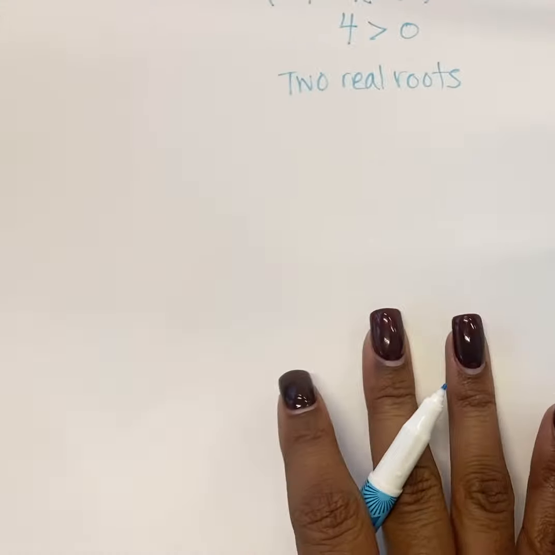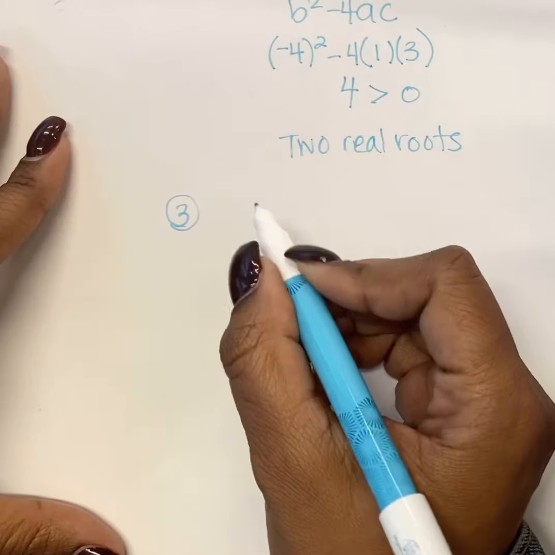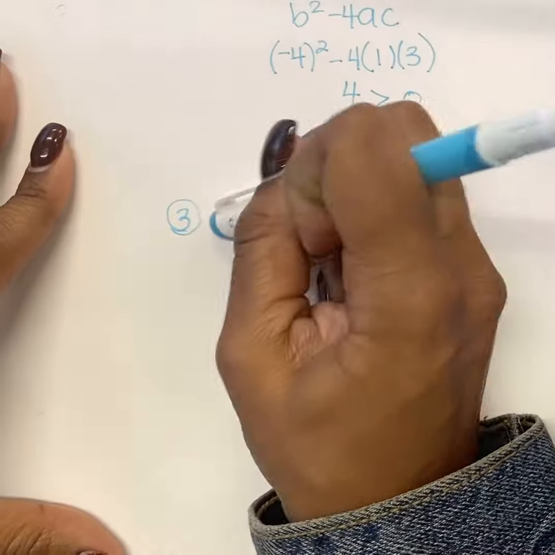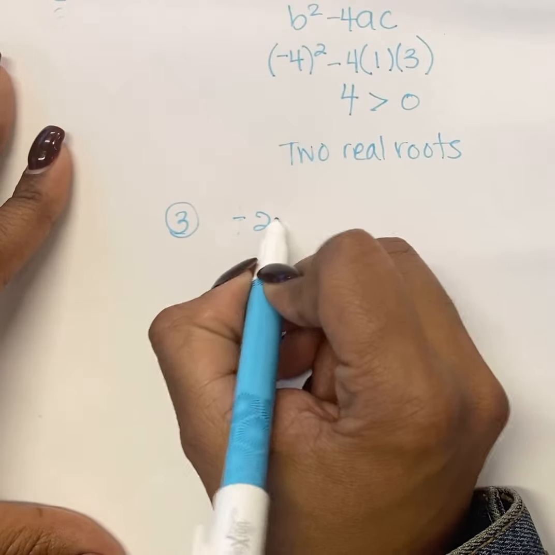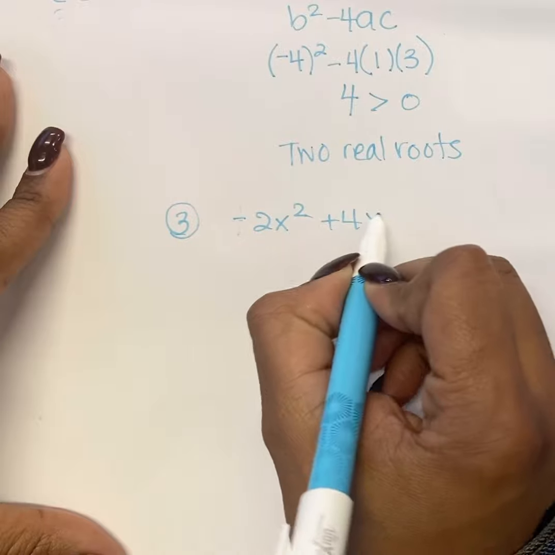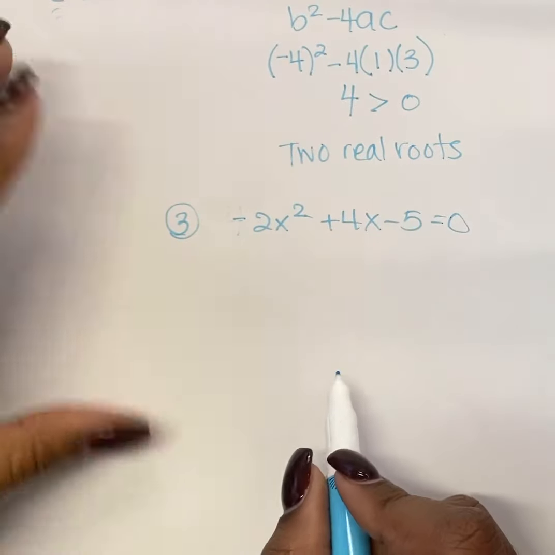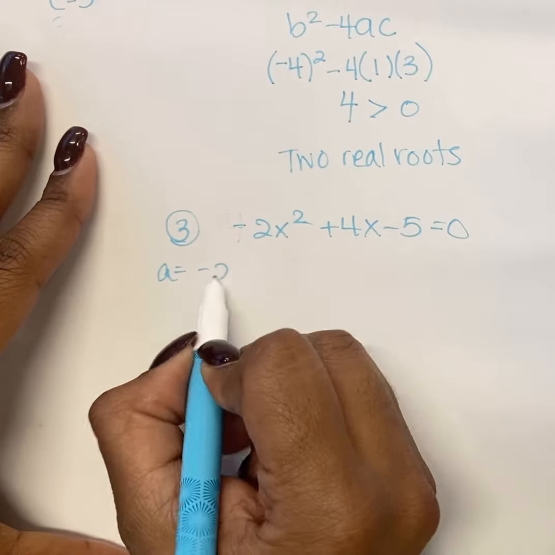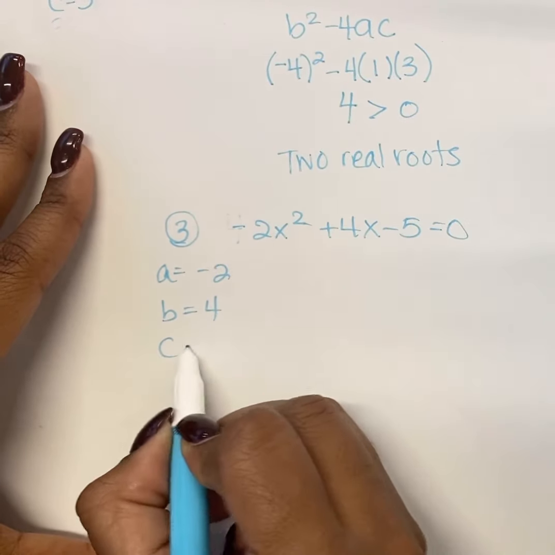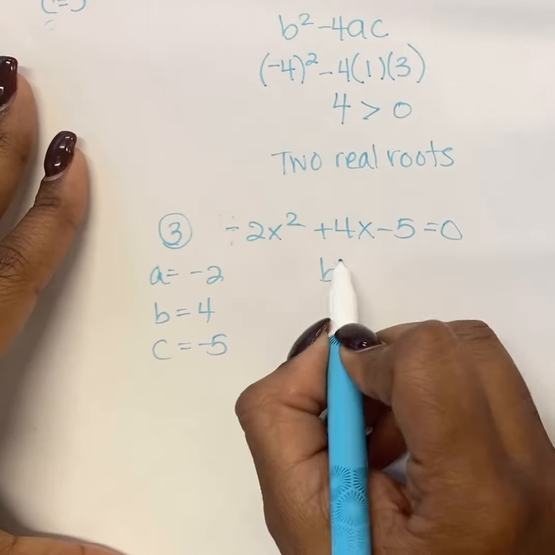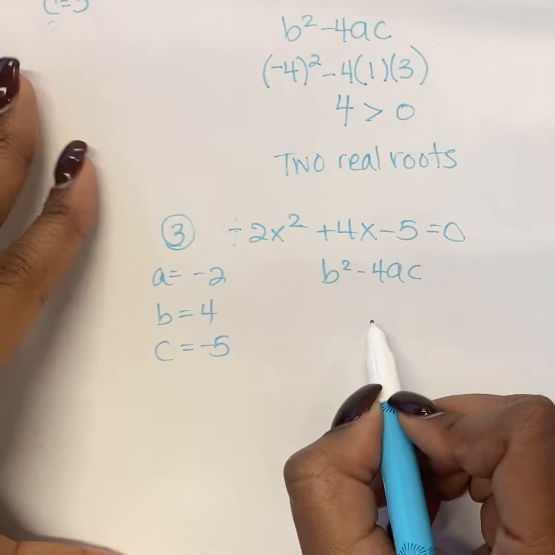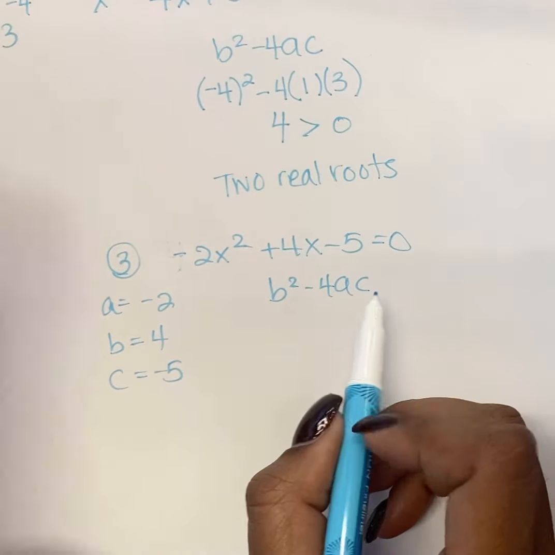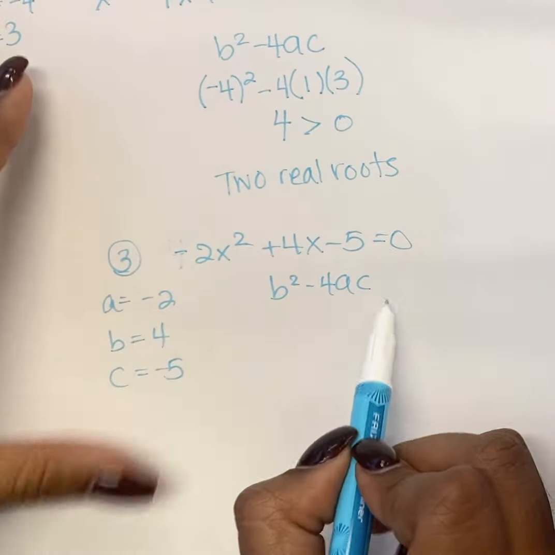I'm also going to look at number 3. And so if you look at number 3, you have negative 2x squared plus 4x minus 5 equals 0. And once again, we're going to just determine what a, b, and c are. So a is negative 2, b is 4, and c is negative 5. And I'm going to use my b squared minus 4ac and substitute in.